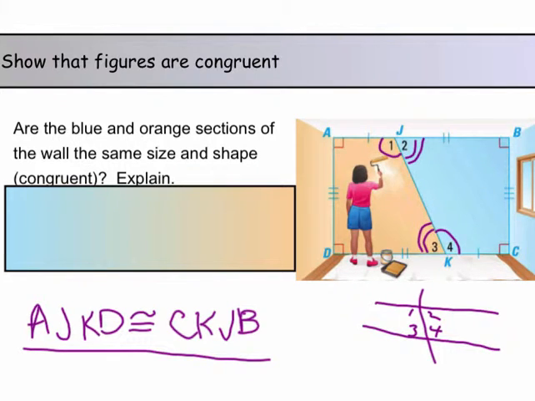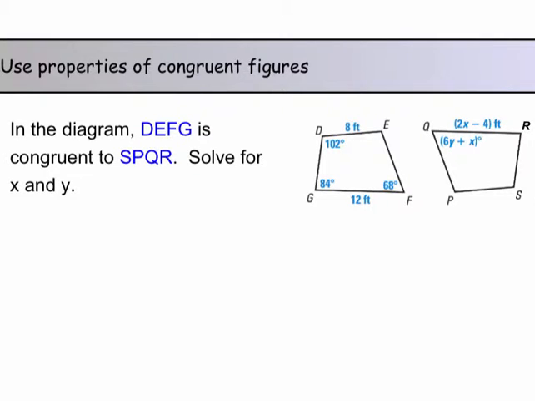A little bit confusing, but it does actually work. So you could really just take those quadrilaterals and flip them around and they would be right on top of each other. The angles and the sides would all be congruent. Now let's use properties of congruent figures to solve for x and y. Okay, so they're saying that DEFG is congruent to SPQR.